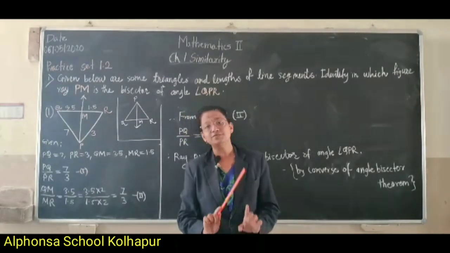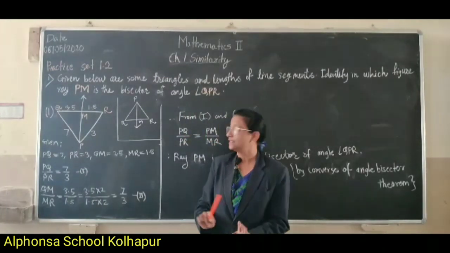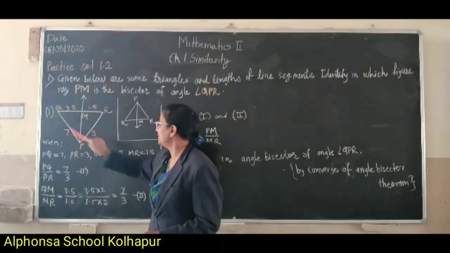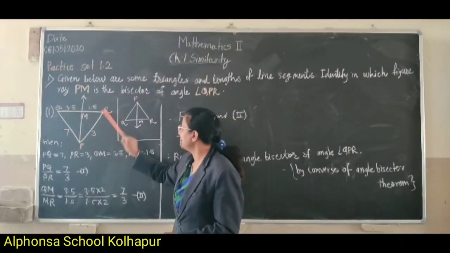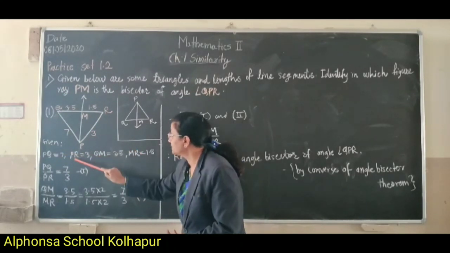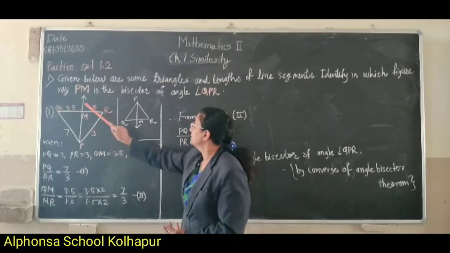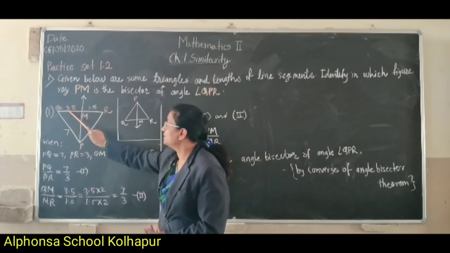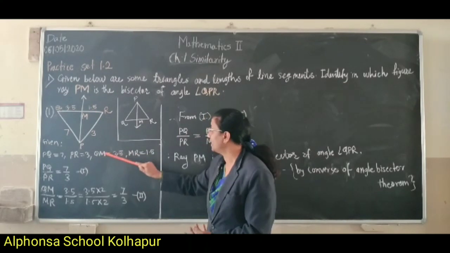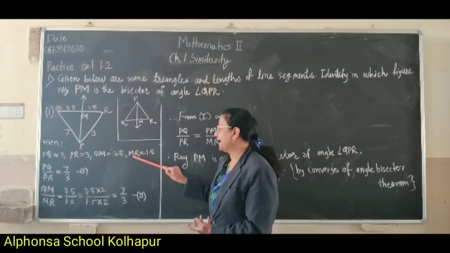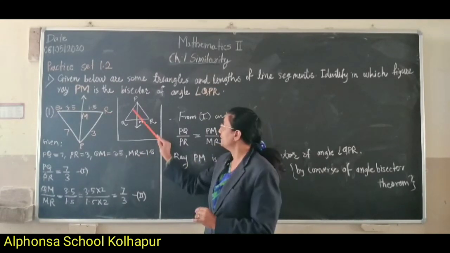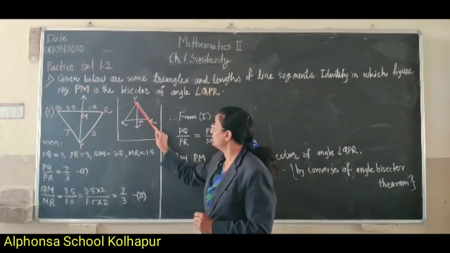Now in the solution, first of all, we are going to write the given data. From the diagram, see, PQ is 7 and PR is 3. So one by one, we are going to write all of it. PQ is equal to 7, PR is equal to 3. Then QM and MR respectively measure 3.5 and 1.5. So those also we have written. QM is equal to 3.5 and MR is equal to 1.5.